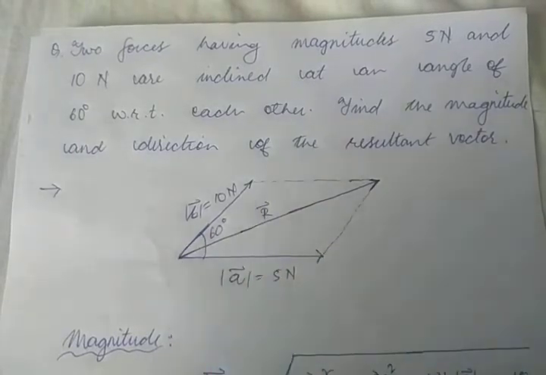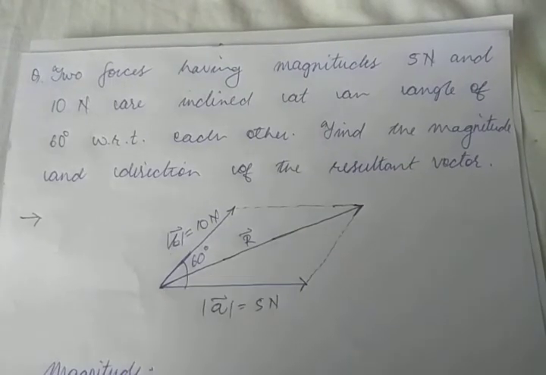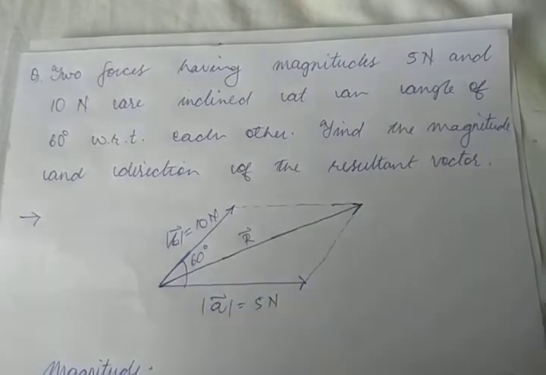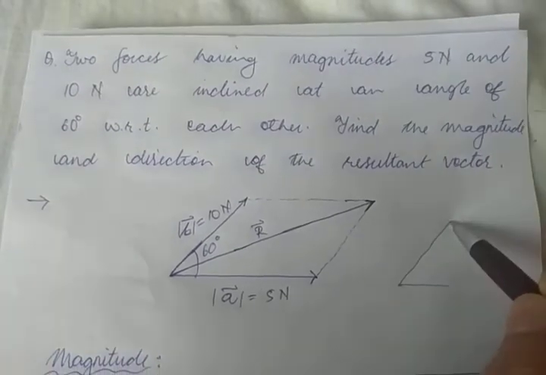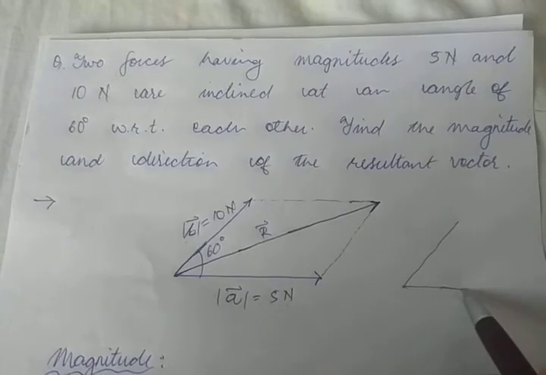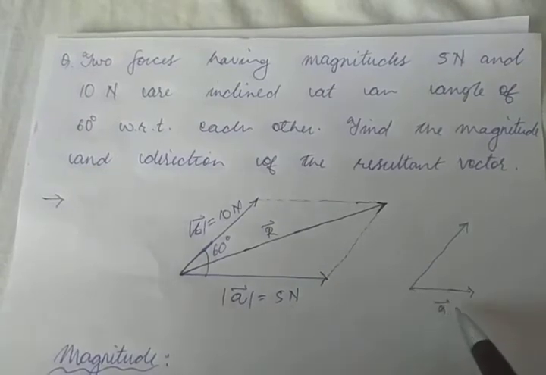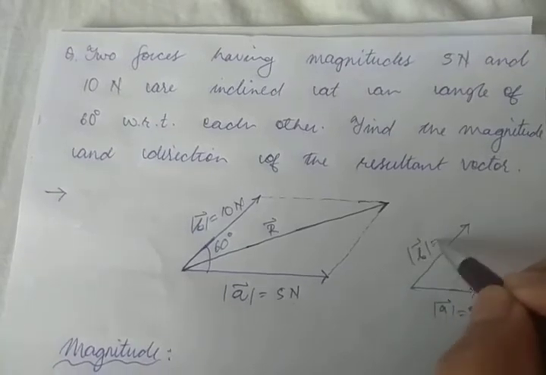So the picture is something like this. Actually my picture is not very precise, because the length of the vector gives us an idea about the magnitude of the vector. Since vector A is half the magnitude of vector B, this vector should have been almost half of this length. You should draw that for yourself. So if this is my vector A, then double of that would be vector B. This is vector A of magnitude 5 Newton, and this is my vector B of magnitude 10 Newtons.